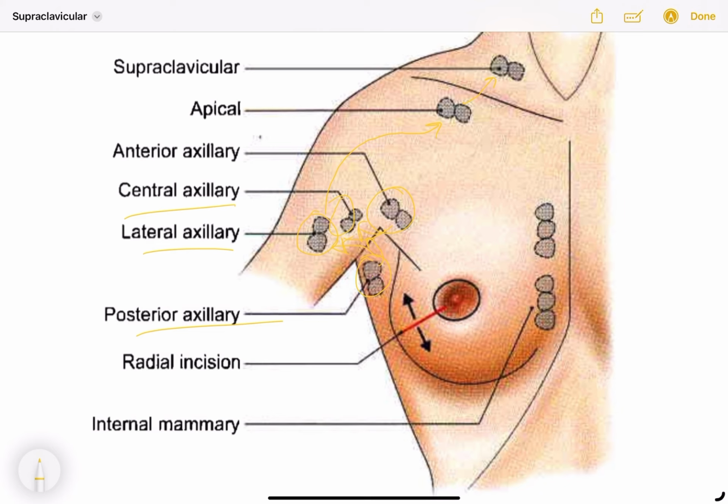Now carcinoma spread is very common along the central and anterior nodes. Why? Because carcinoma is very common in the upper lateral quadrant of the breast. Okay, so therefore these 2 nodes are majorly involved in carcinoma. Also the anterior group are going to lie along the axillary tail of Spence. I have discussed this in my previous video where I have told you that the extension of the upper lateral quadrant is called the axillary tail of Spence.